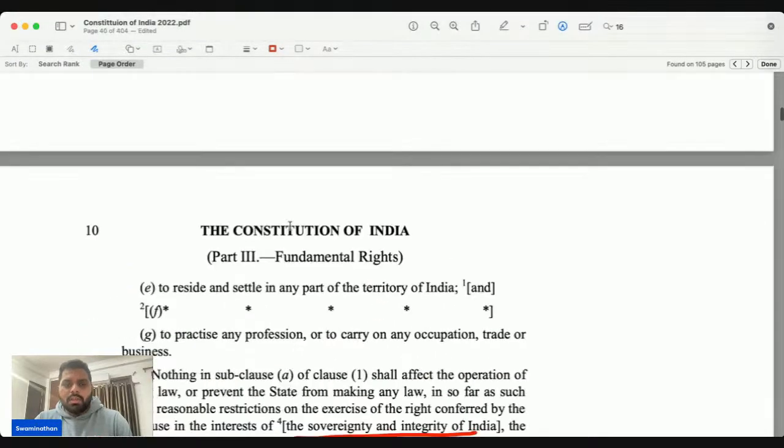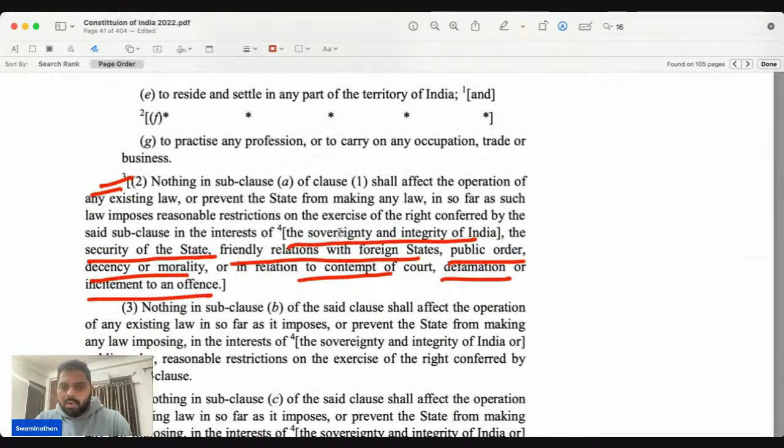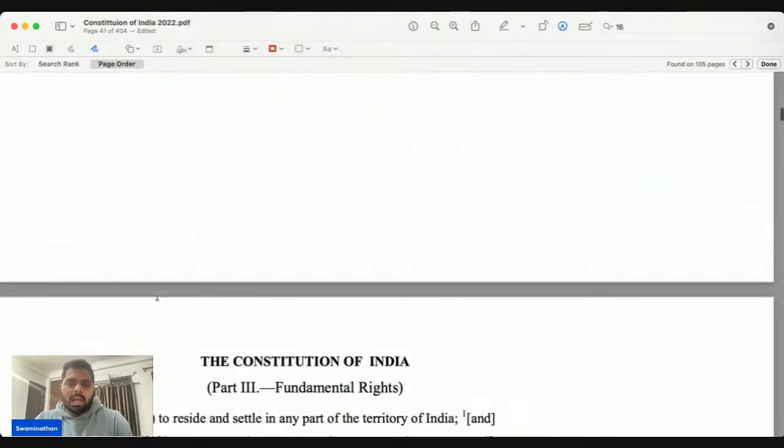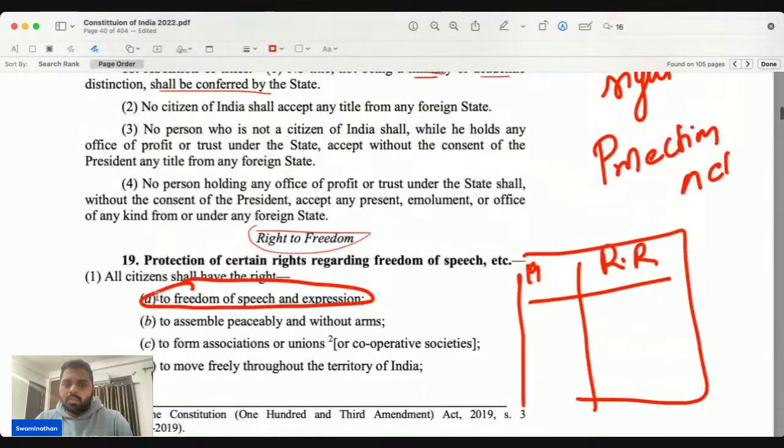So what kind of reasonable restrictions are there? You need to remember them: sovereignty and integrity of India, security of the state, friendly relations of India with foreign states, public order, decency or morality, contempt of court, defamation, or incitement to an offense. These are the reasonable restrictions put upon our fundamental right of freedom of speech and expression. Now, what we have is the right to assemble peacefully without arms.